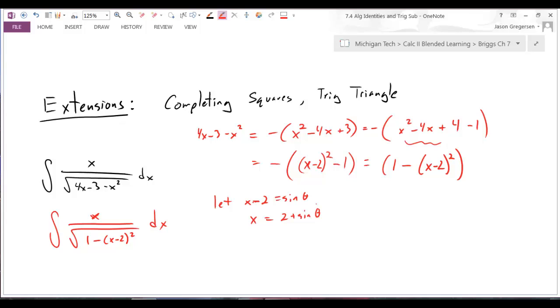Replace x by what it's equal to, take the derivative and put in the dx, and see if we can do some simplification.